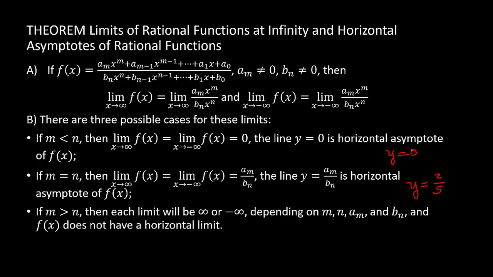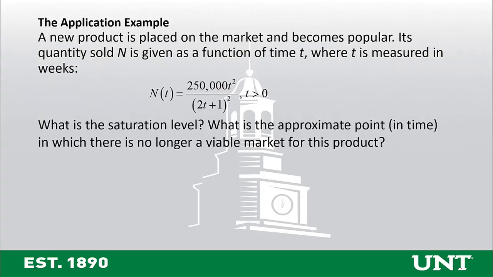Now, you have been presented with the skills and concepts needed to solve the initial problem of this video, the market saturation problem. A new product is placed on the market and it becomes popular. Its quantity sold, noted by capital N, is given as a function of time t, where t is measured in weeks. The function is N of t equals 250,000 t squared divided by the quantity 2t plus 1, squared, for time greater than 0. The questions are, what is the saturation level?